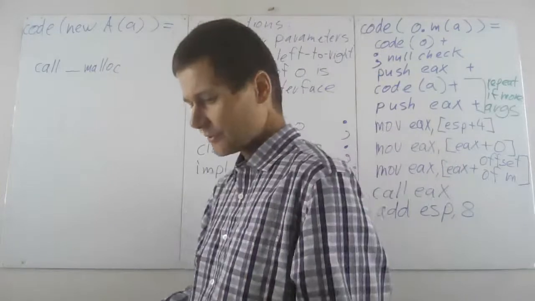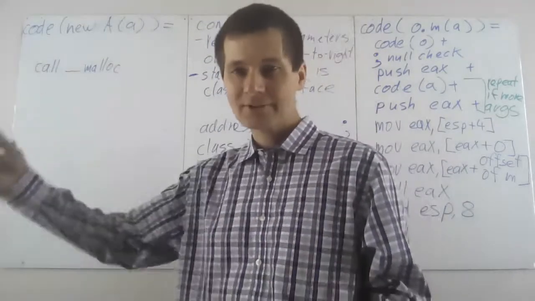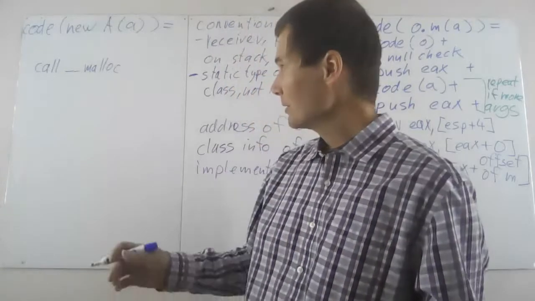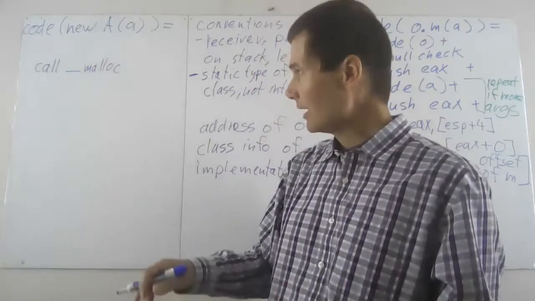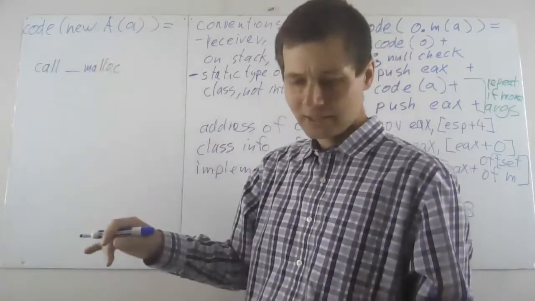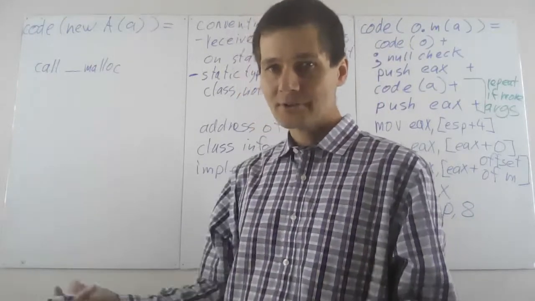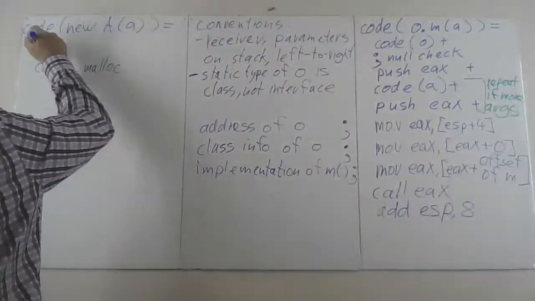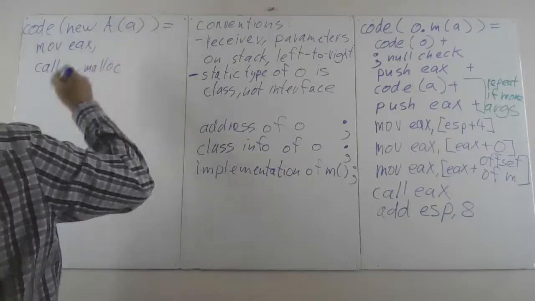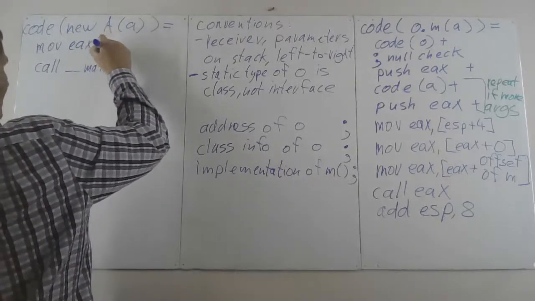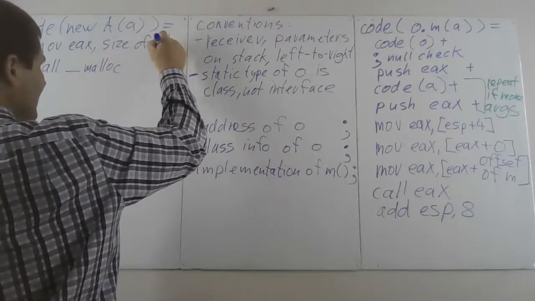Okay, so we call malloc, and malloc calls the operating system to give us some memory. But if you look at the comments in runtime.s, they say that malloc needs the number of bytes that you want to allocate in register EAX. So before I call malloc, I'm going to move into EAX the size of an object of class A.